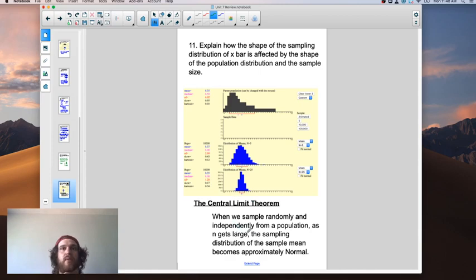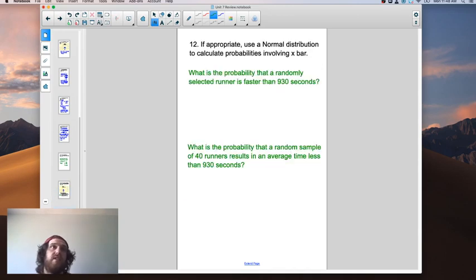So basically, we can do normal calculations, even if we don't know the shape of the distribution, as if our sample mean is normal if we have a large enough sample size. And for the sake of this course, we'll be using n equals 30. If you have a sample size larger than 30, you can do calculations with the means, not with individuals. So let's take a look at this question.